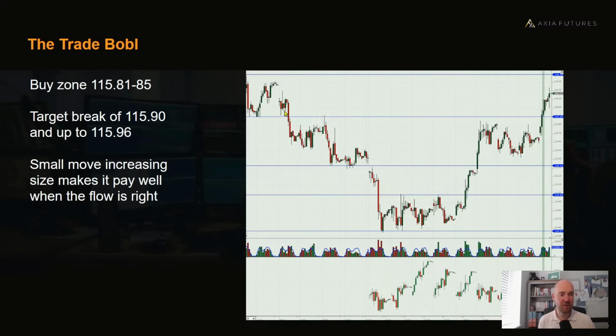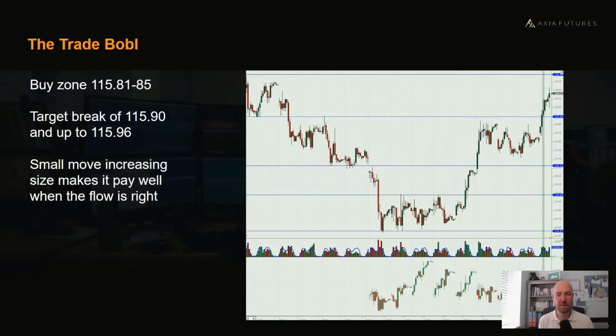So they're the two trades. We'll get on to correlations in the coming days. These are the two trades. Bobble is the buy zone from 81 to 85, and this is really just looking for 10 ticks. But it's about leveraging it when the opportunity comes, when the pace comes into the market. That's when you leverage the trade.